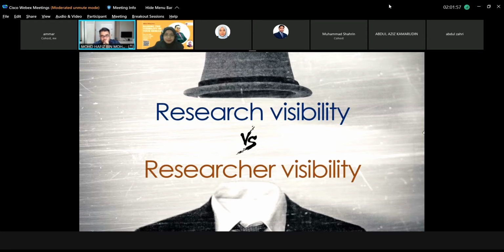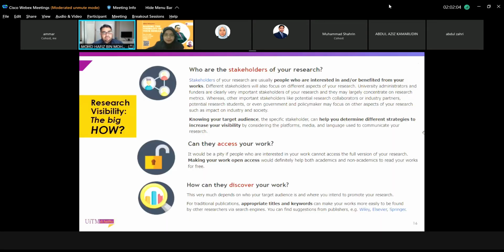So today we are going to focus on research visibility and researcher visibility, but most of the time it is researcher visibility. So let's look at research visibility. Again, the question is how to make my research visible. Before we answer that question, we need to understand who the stakeholders of our research are. For people like me in tourism management, the stakeholders are the policy makers: MOTAC, the Ministry of Tourism, Arts and Culture, Tourism Malaysia, the Islamic Tourism Centre, and MySEP, which handles Malaysian events. These are the stakeholders, besides the tourists and also the public.